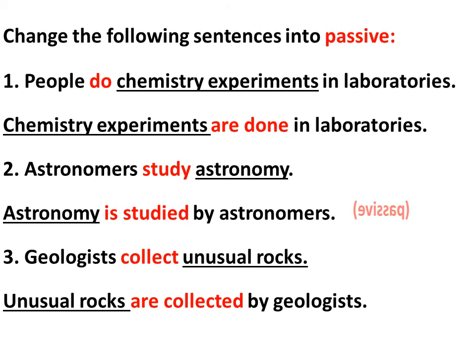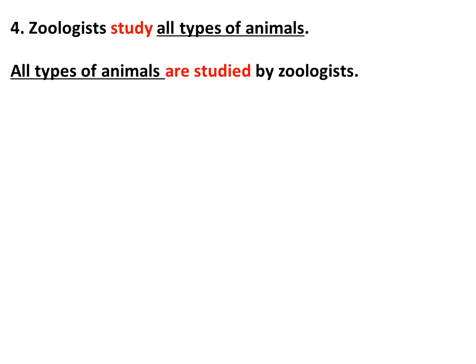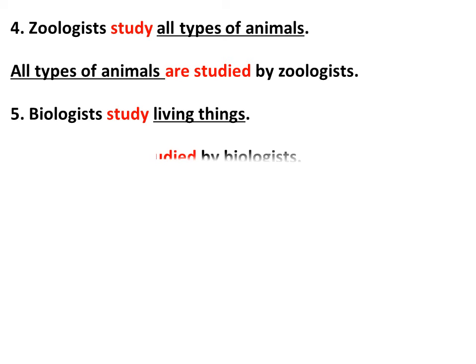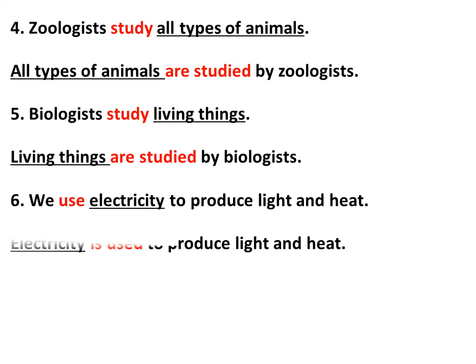Passive. Passive. Passive. Very good. Zoologists study all types of animals. All types of animals are studied by zoologists. Biologists study living things. Living things are studied by biologists. We use electricity to produce light and heat. Of course, electricity is used to produce light and heat.